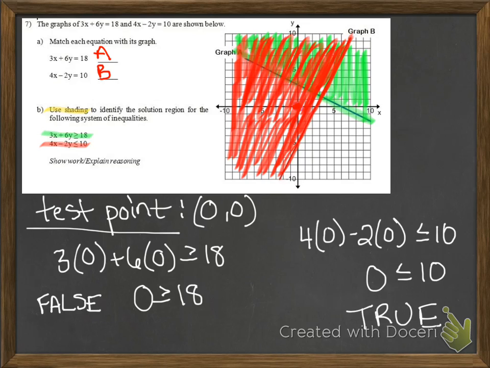And then what we're looking for, since we're graphing two inequalities at once, is the place where those two shaded regions overlap each other. And that's the area that we need to shade in the darkest.